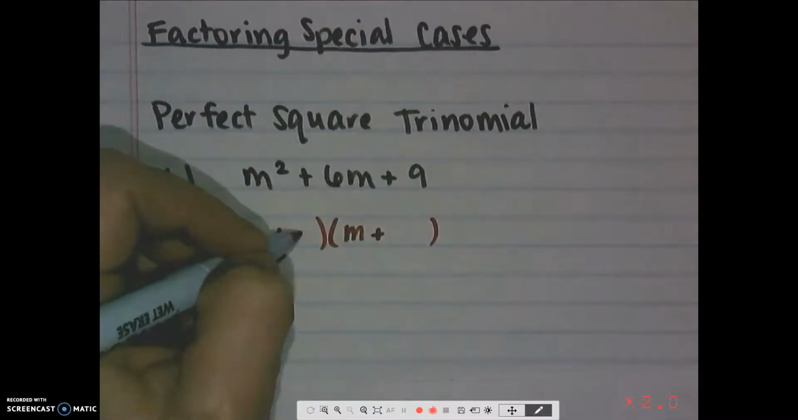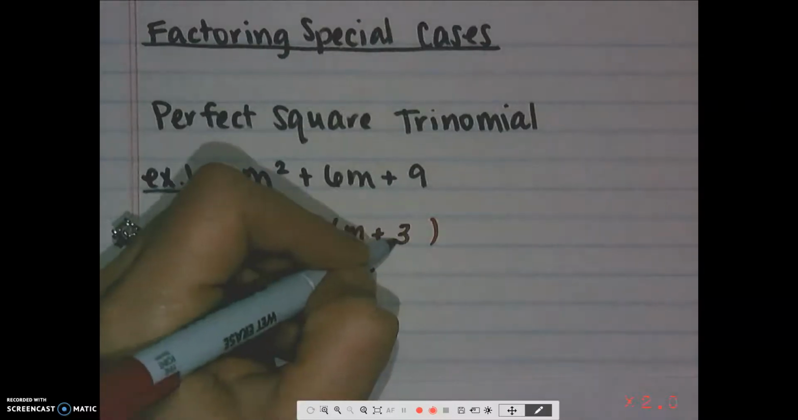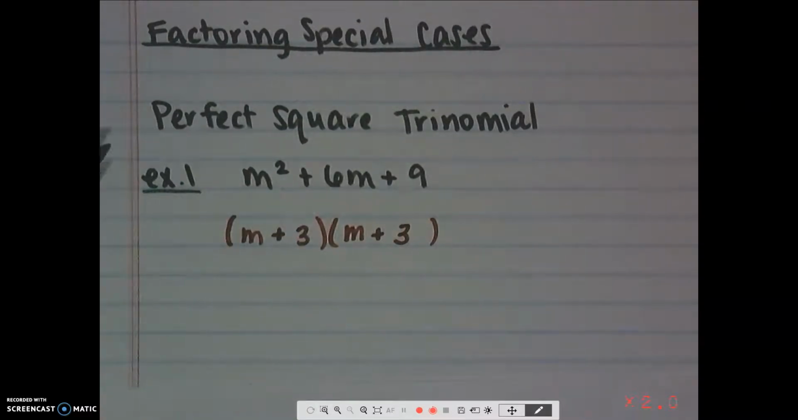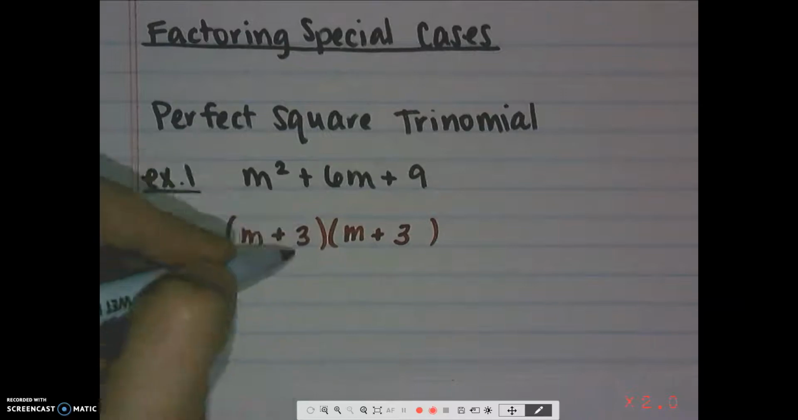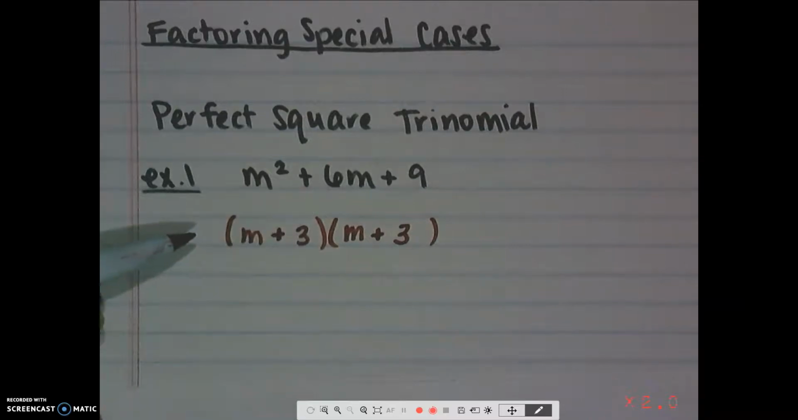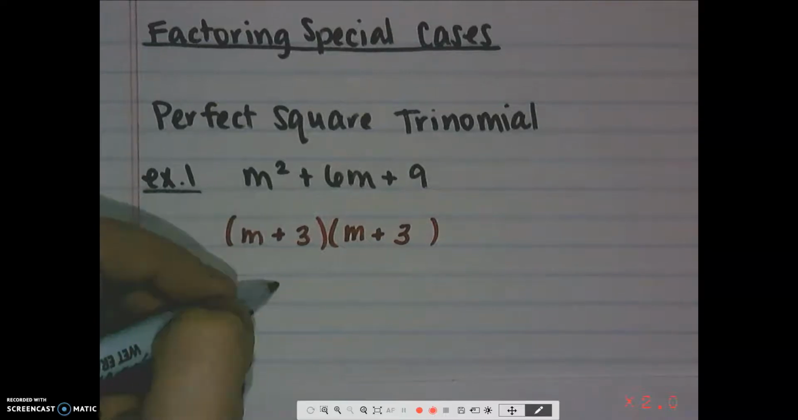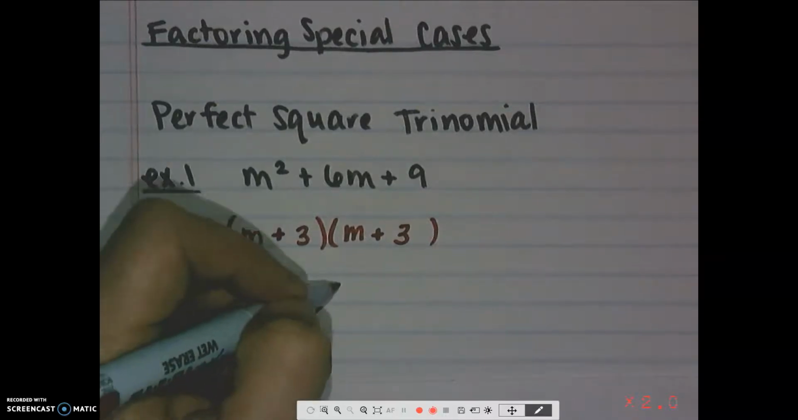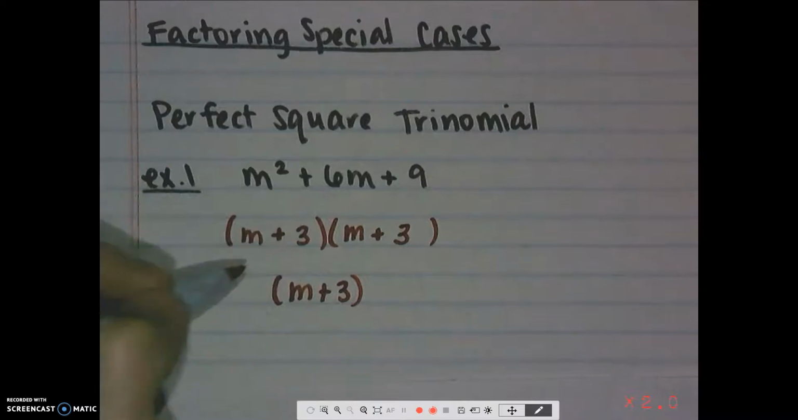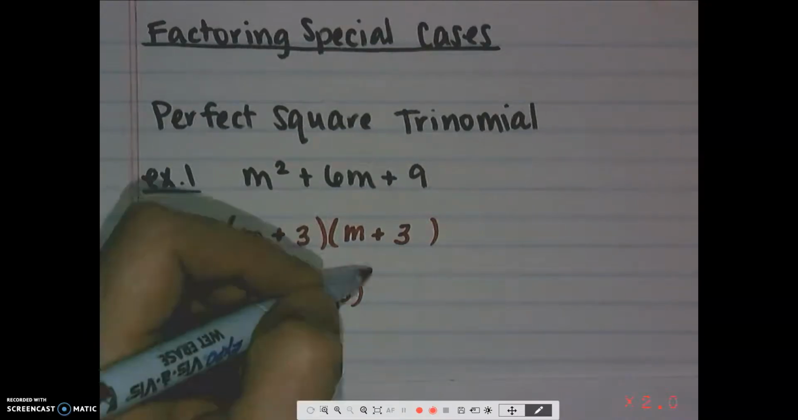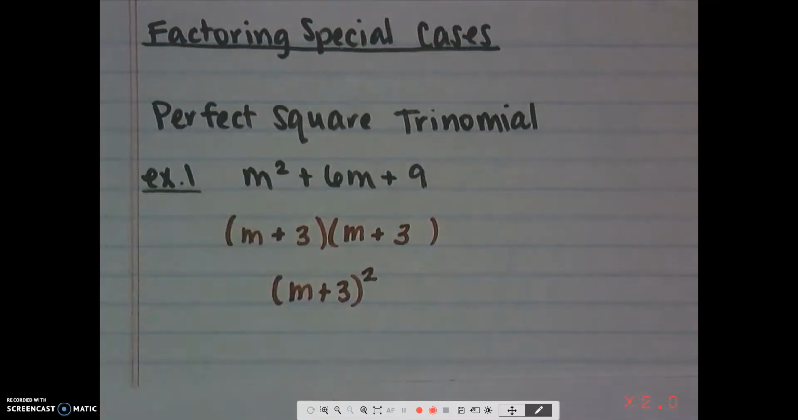I do know that both of these are positive, and if I use a positive 3 times a positive 3, they multiply to give us 9. And those two things add together to give us 6m. So this does work, okay? The reason why it's called a perfect square trinomial is because we got the exact same binomial twice, which means we can write it as m plus 3 squared. Writing it as m plus 3 times m plus 3 is okay, and writing it as m plus 3 squared is also okay. Either one of those would be a full credit answer.